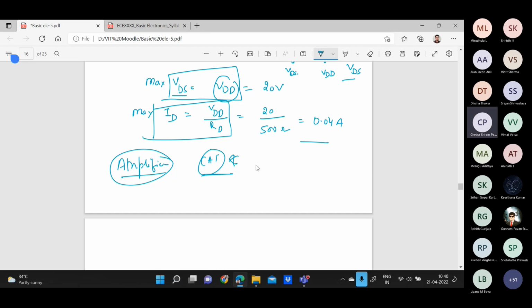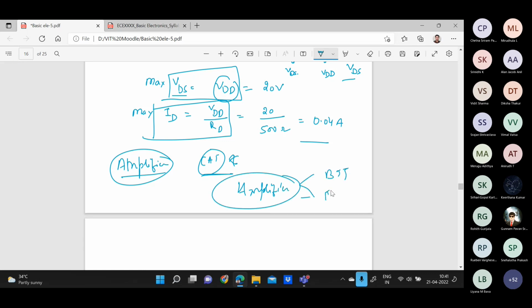Sir, what is the CAT2 question? CAT2 questions will be based on MOSFET, FET, BJT, and we have the binary number system and basic logic gates. So that we will see. In the next lecture, we will complete the amplifiers part. Amplifier is again related to your BJT and your FET. Okay, so that we will see.